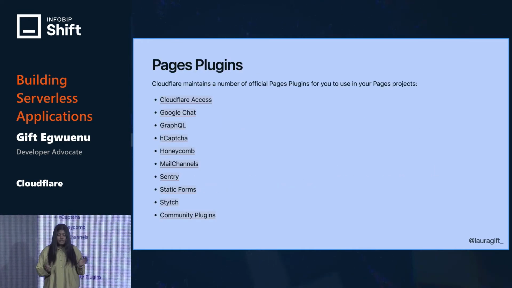These are some examples of Pages plugins that we currently have on Cloudflare. We have a Google Chat plugin. So if you're thinking of integrating Google Chat into your front-end application, all you need to do is npm install the actual library, and you have Google Chat working. And we have several other different plugins available.